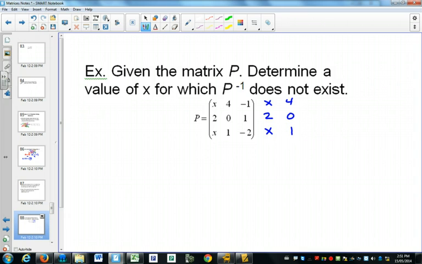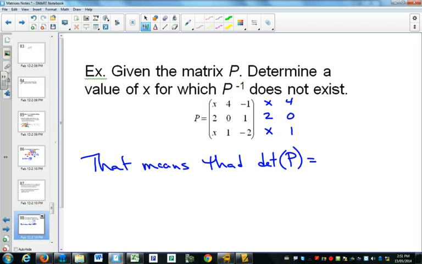So if P inverse does not exist, that means that the determinant of P has to equal, anybody know what the determinant of P has to equal? 0. Excellent.